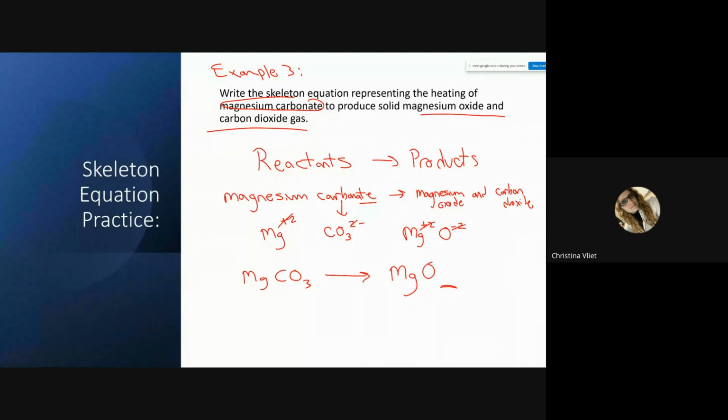And means I write what? Plus. You have to separate your different products. You have magnesium oxide is one. Your other is carbon dioxide. Carbon dioxide. Do we know how to get that formula? CO2. So you're expected to remember that if I see di, that means I have 2 of it. CO2. Are we done? Yes.